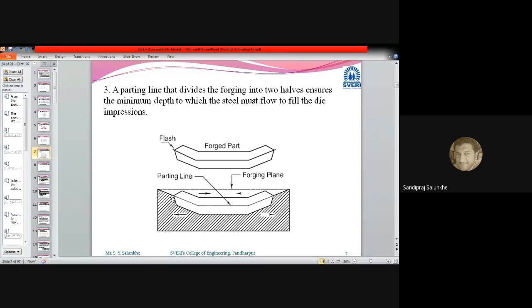impression. That means in the die, maximum flow should be there with the hammer, not with the die. So that the flow of that material or steel components, we can say. Basically, forging is applied for the steel components as well as for bronze and other non-magnetic components also. But this forging is widely used for steel. Very, very rarely it is used for non-ferrous material. It is widely used for ferrous material only.